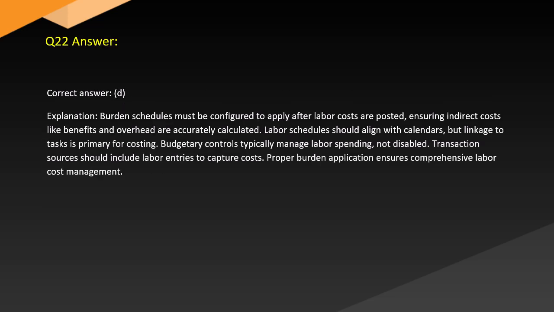Answer. Correct answer: D. Explanation. Burden schedules must be configured to apply after labor costs are posted, ensuring indirect costs like benefits and overhead are accurately calculated. Labor schedules should align with calendars, but linkage to tasks is primary for costing. Budgetary controls typically manage labor spending, not disabled. Transaction sources should include labor entries to capture costs. Proper burden application, comprehensive labor cost management.